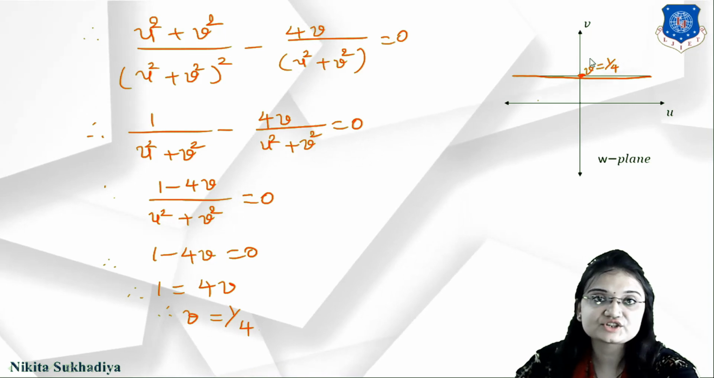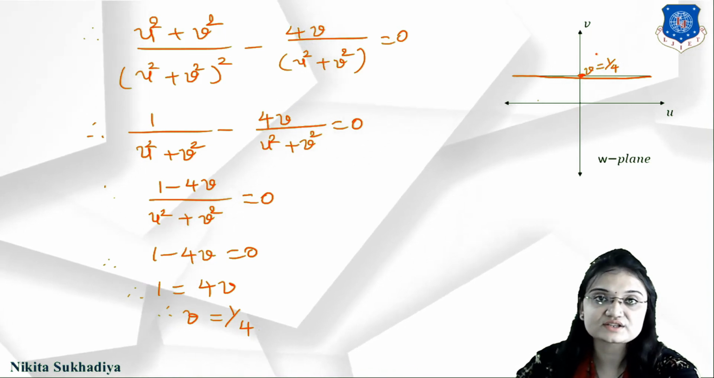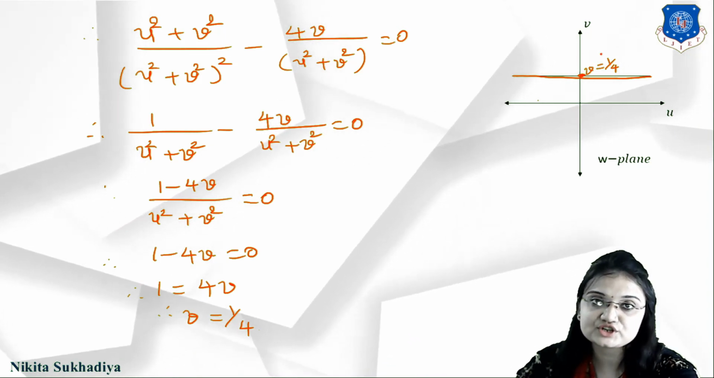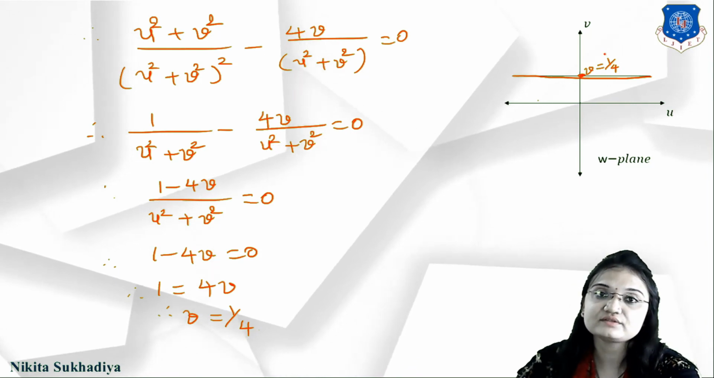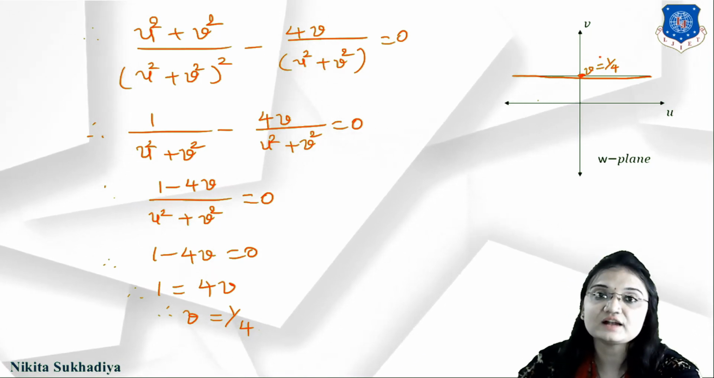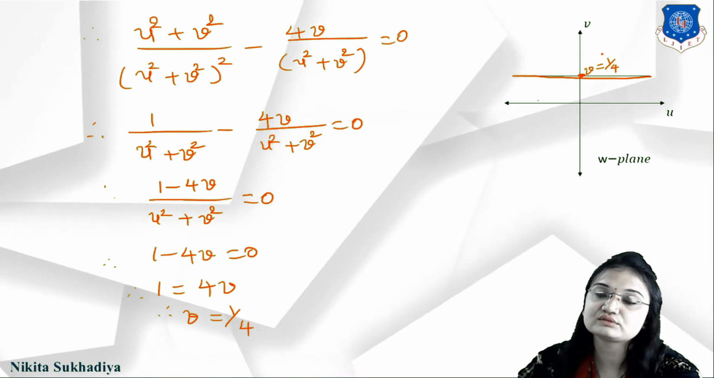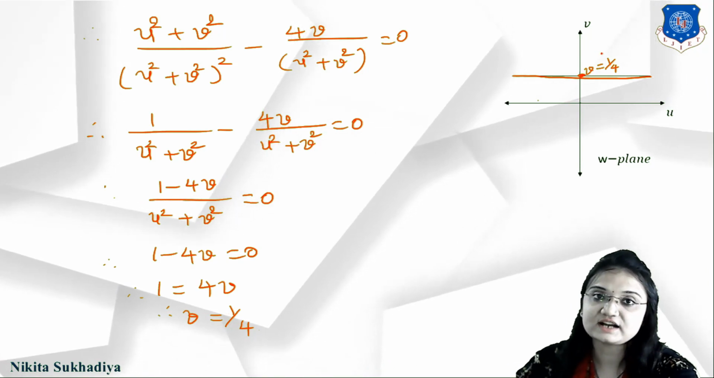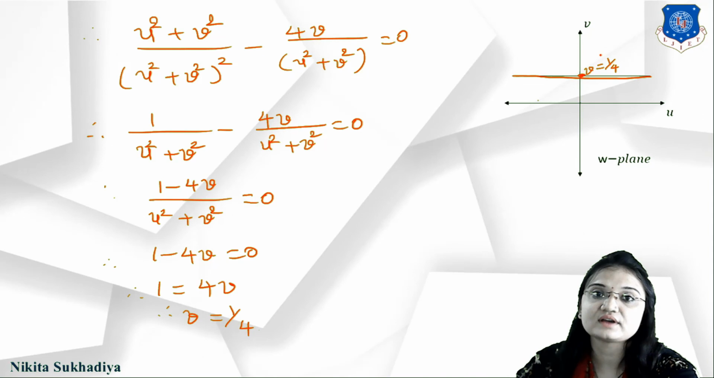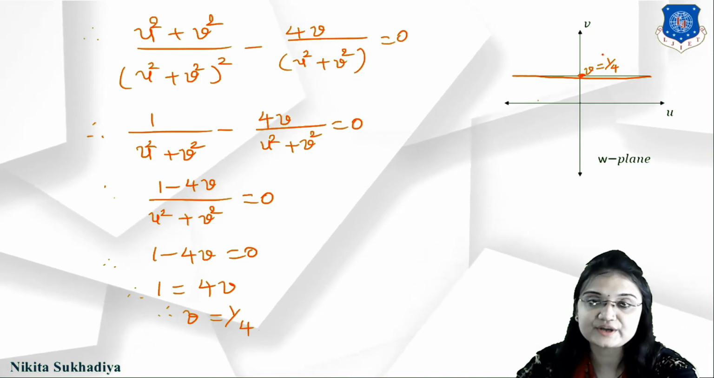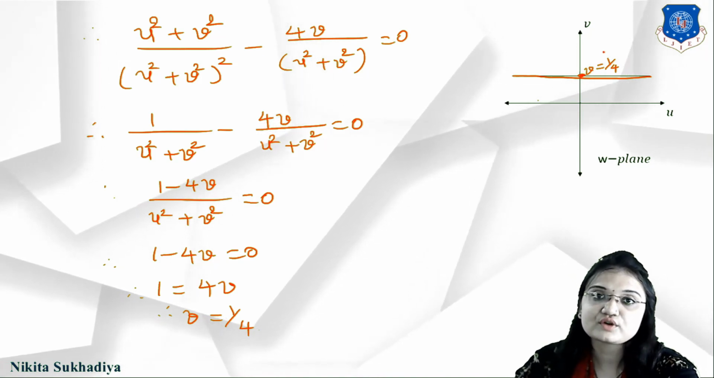Okay. So in this lecture we have studied two transformations. The first one is magnification and rotation, and the second one is inversion. With the help of this method we can easily find the image of any z plane into the w plane with the help of any transformation. Okay. Thank you for watching this video.